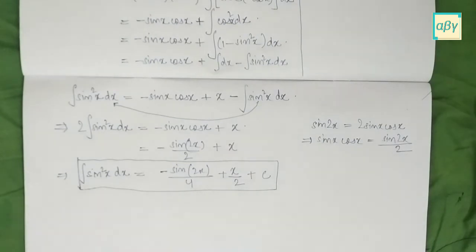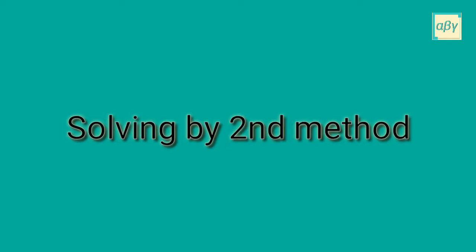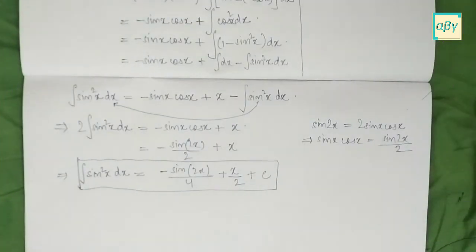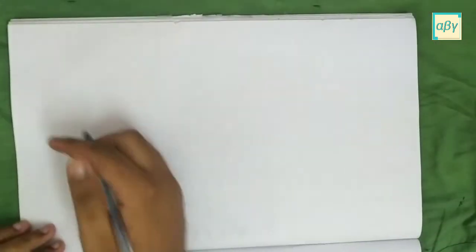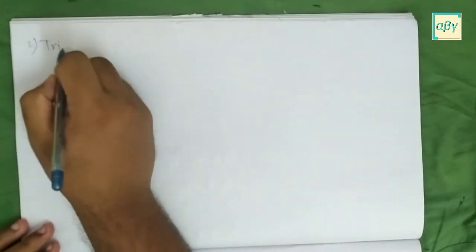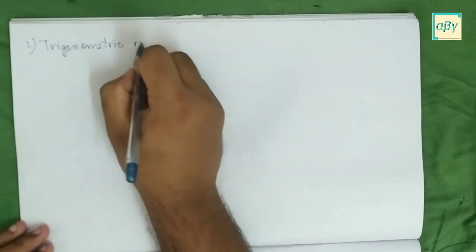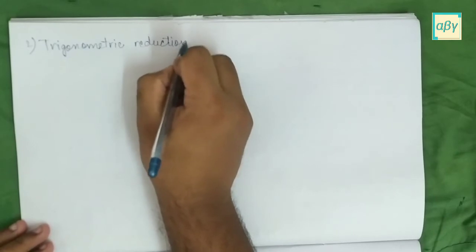Now I promised you in the beginning of the video that I would do this integration in two methods. I have already done it in one method. Let me do it by the second method, and that method will basically use trigonometric reduction. We will be using trigonometric identities to find this integral.